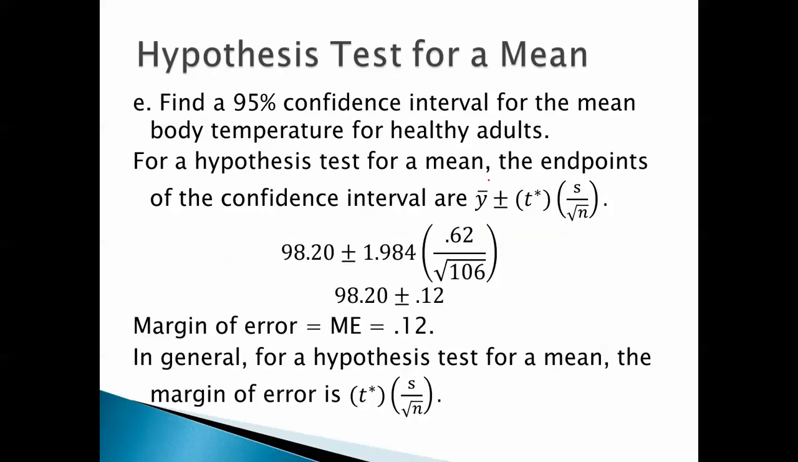Okay, so plug in the numbers. Y bar is 98.2. T star we've seen earlier is 1.984. There's s over square root n, 0.62 over square root 106. And when you do the math, all this stuff ends up being 0.12. That's what we call our margin of error, because it's basically 0.12 on one side of 98.2 and 0.12 on the other side of 98.2. In general, for a confidence interval for a mean, margin of error is going to be this creature over here.